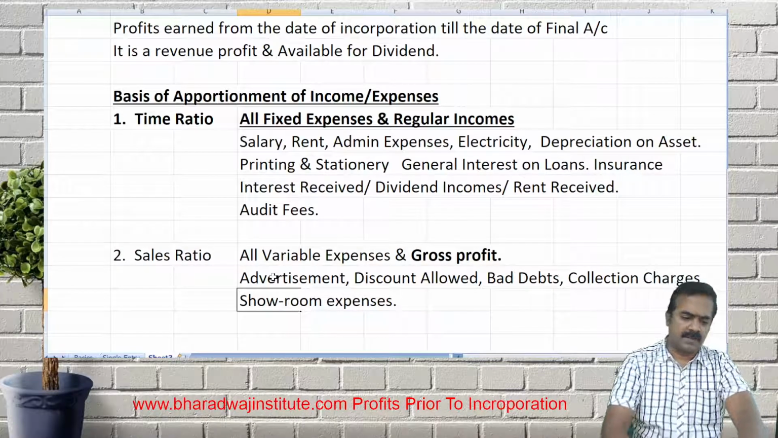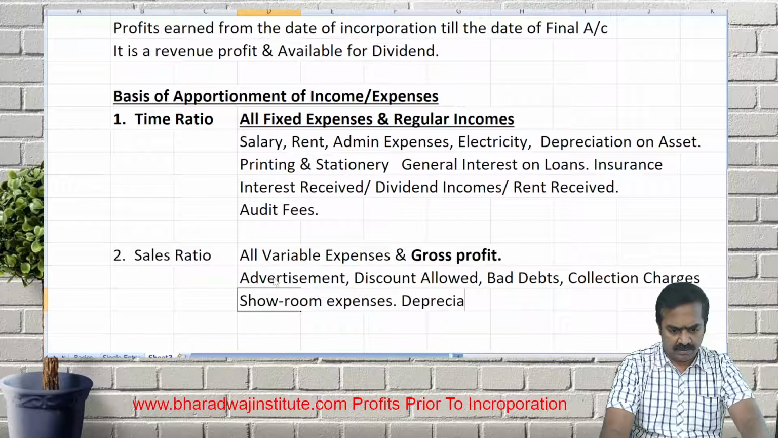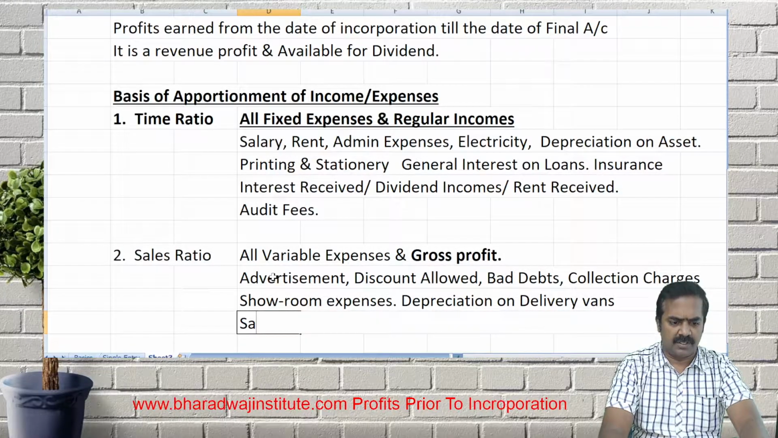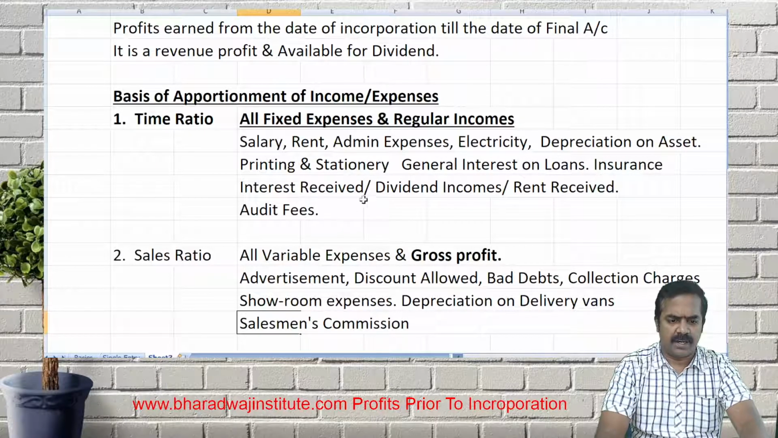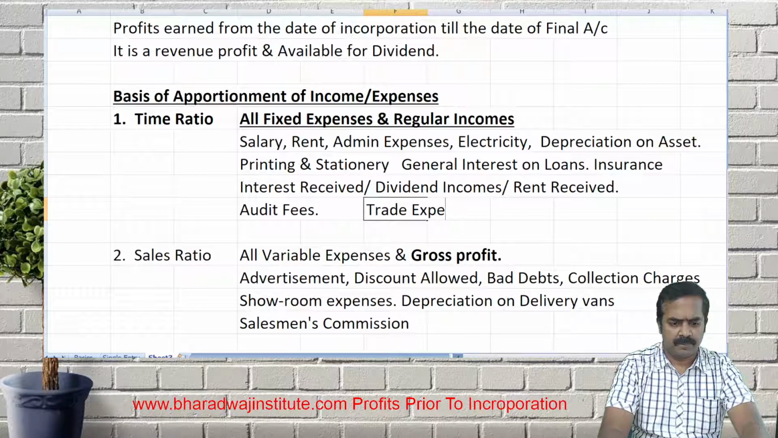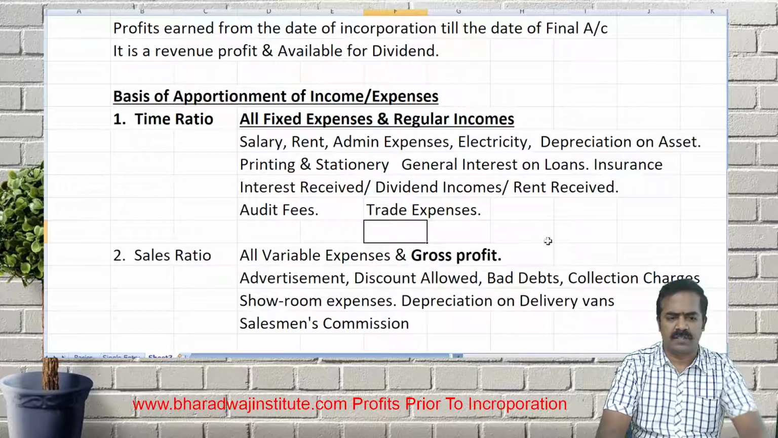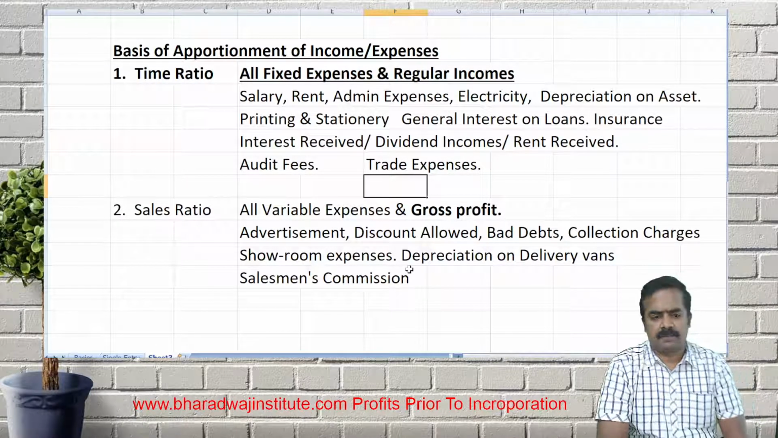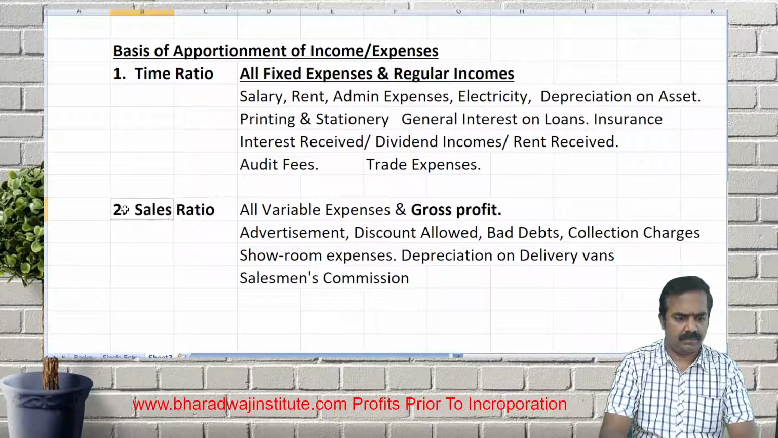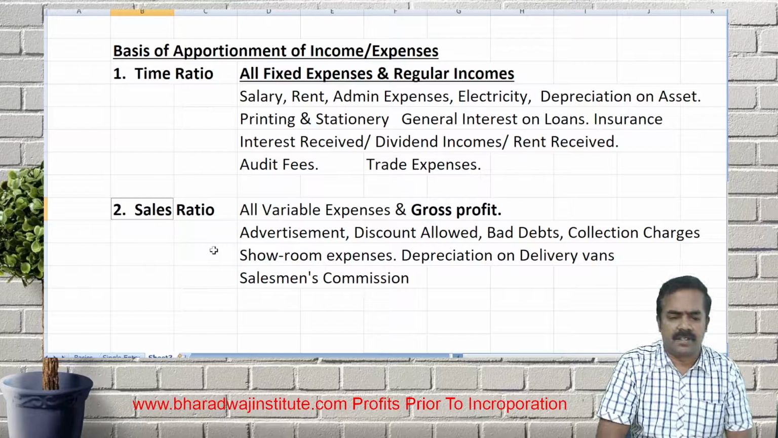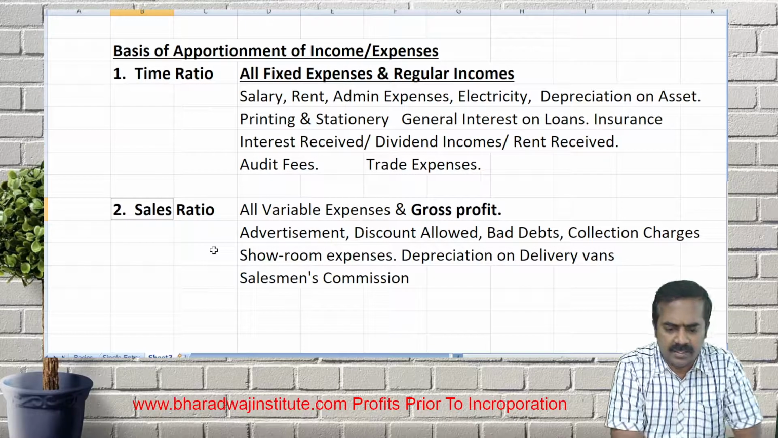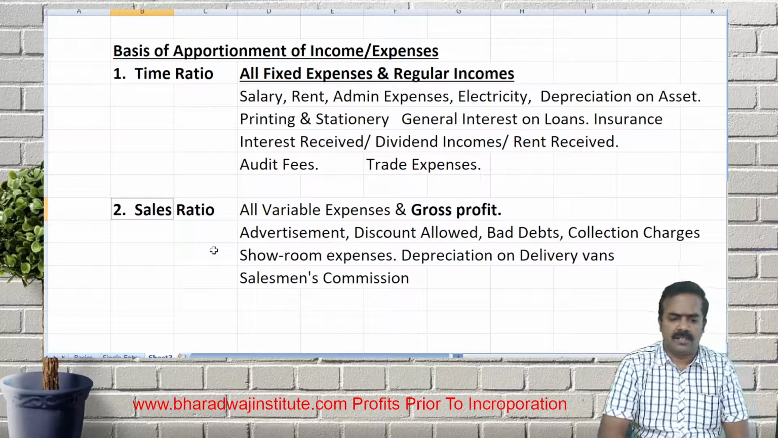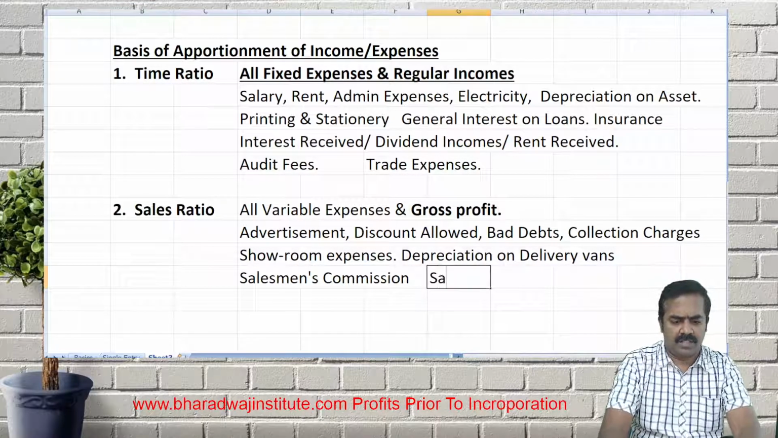So showroom expenses, trade expenses, depreciation on delivery vans, salesman commission, trade commissions. Sir, trade expenses will be a fixed expense. Trade expenses, in accounting we use the word trade expenses to denote all the upkeep and maintenance expenses of the assets. All variable expenses and gross profit: advertisement, discount allowed, bad debts, collection charges, showroom expenses, depreciation on delivery van, salesman commission, all sales promotion expenses.